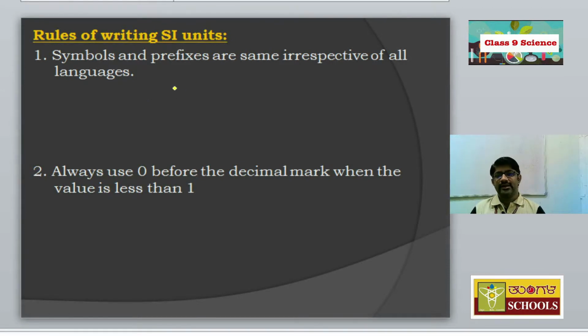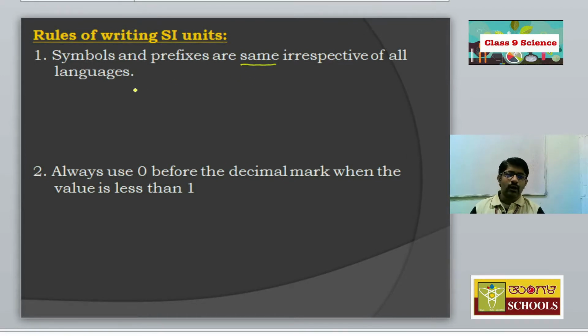Dear students, let us learn rules of writing SI units. To write the International System of Units, some rules need to be followed. They are as follows. Number one, symbols and prefixes are same irrespective of all languages.